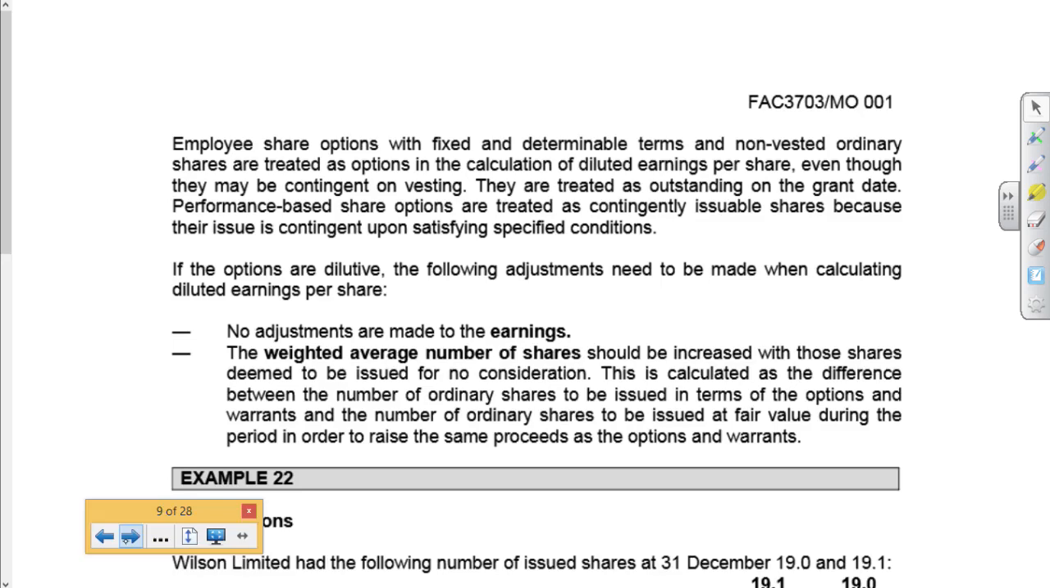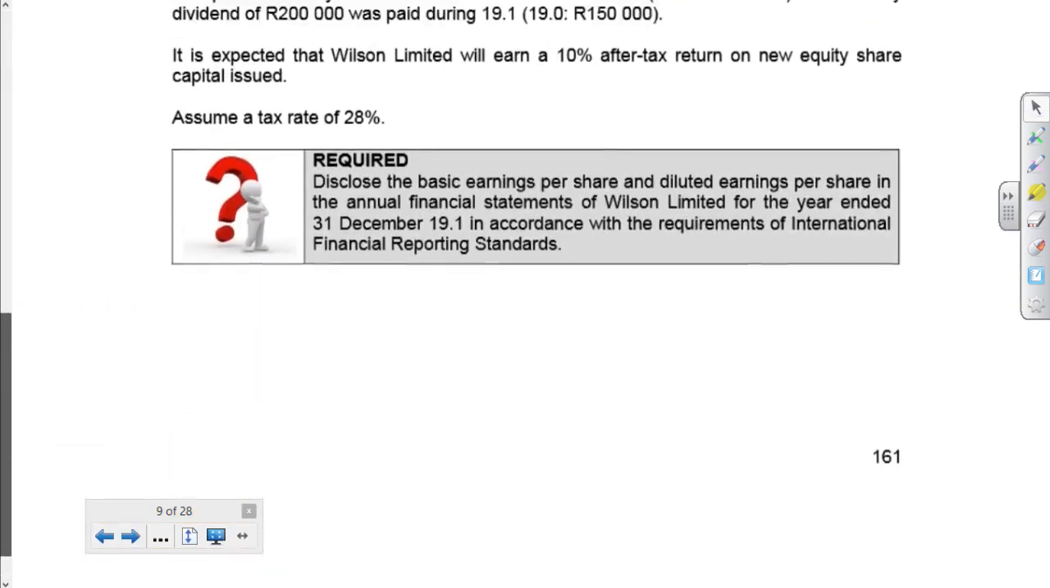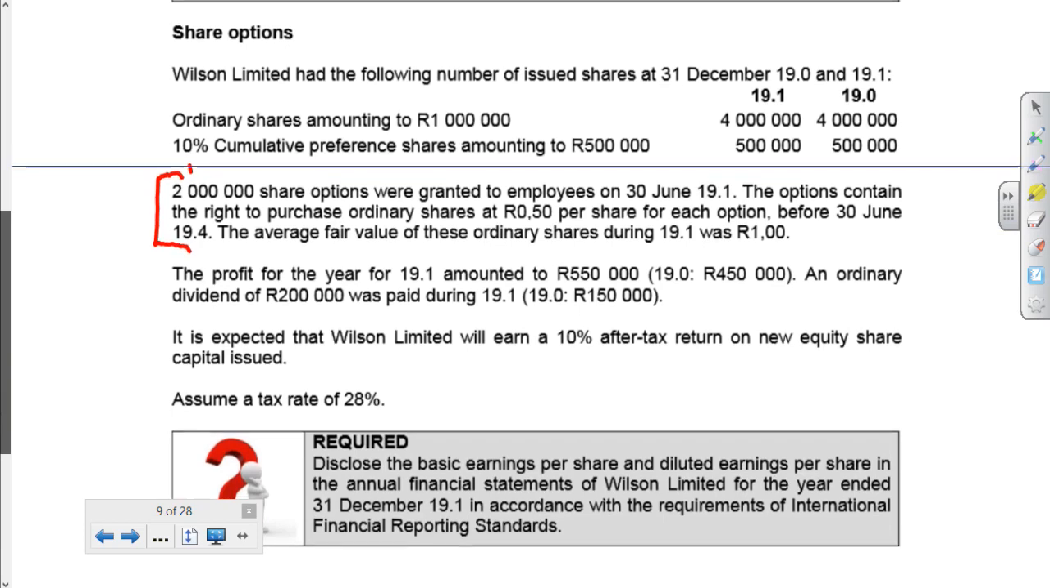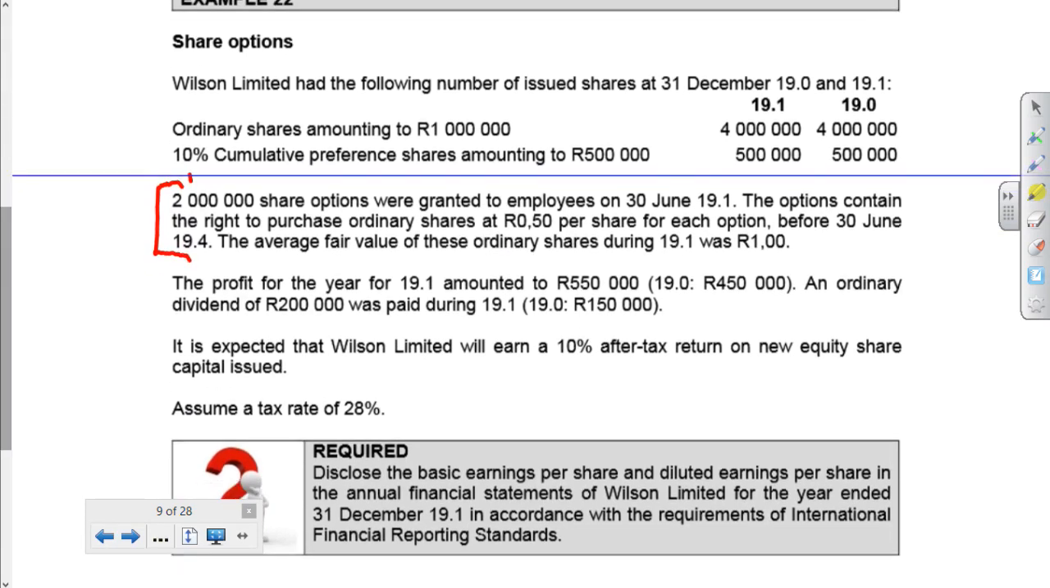So the example is 22, going backwards now. On page 161 I've got, you'll probably have it on 162, 163, example 22. We had done 21 and then we skipped forward to 24. Now we're going back to 22. And it says over here for the stock options, 2 million share options were granted to employees on the 30th of June 91. That was, careful here, halfway through the year.